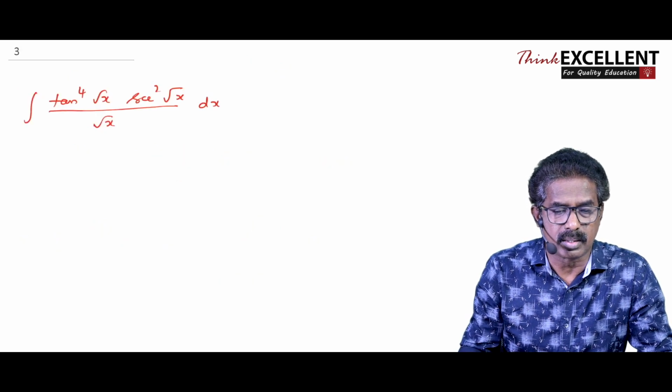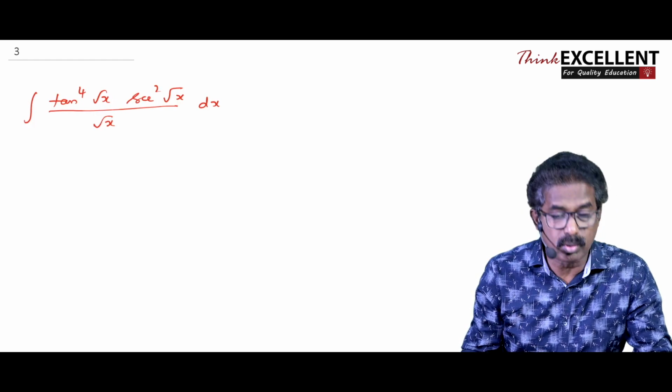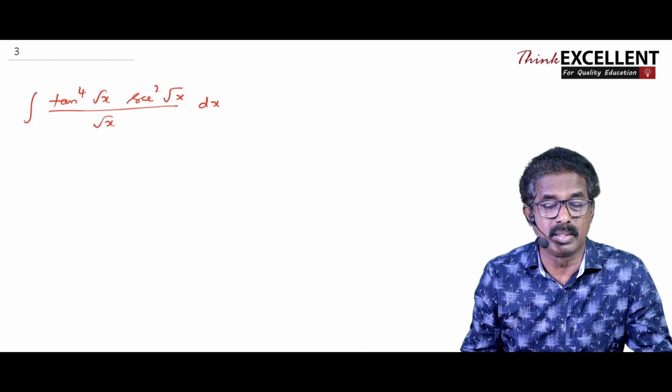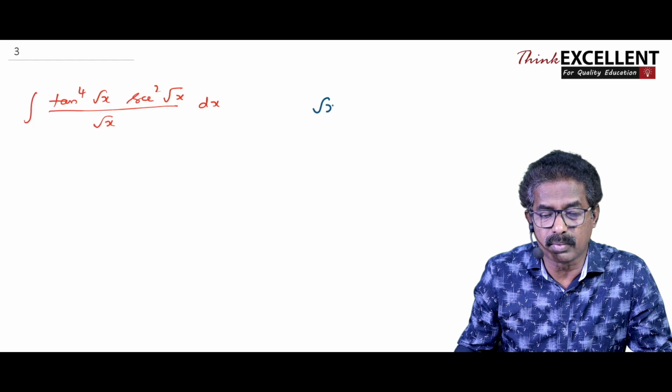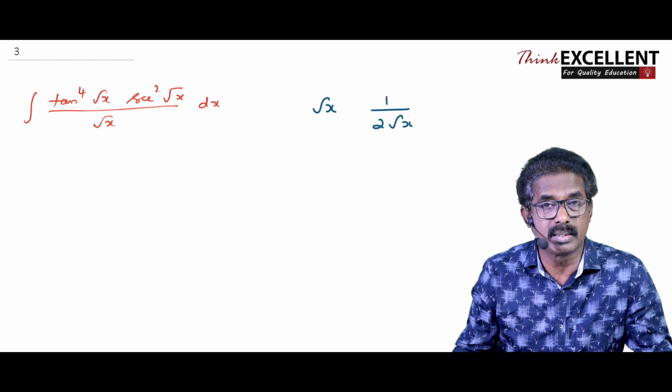Okay, now the third question. Look at this question. Integral tan power 4 root x secant square root x by root x. When root x comes, you must know the derivative of root x. What is the derivative of root x? 1 by 2 root x, right? Root x derivative is 1 by 2 root x.